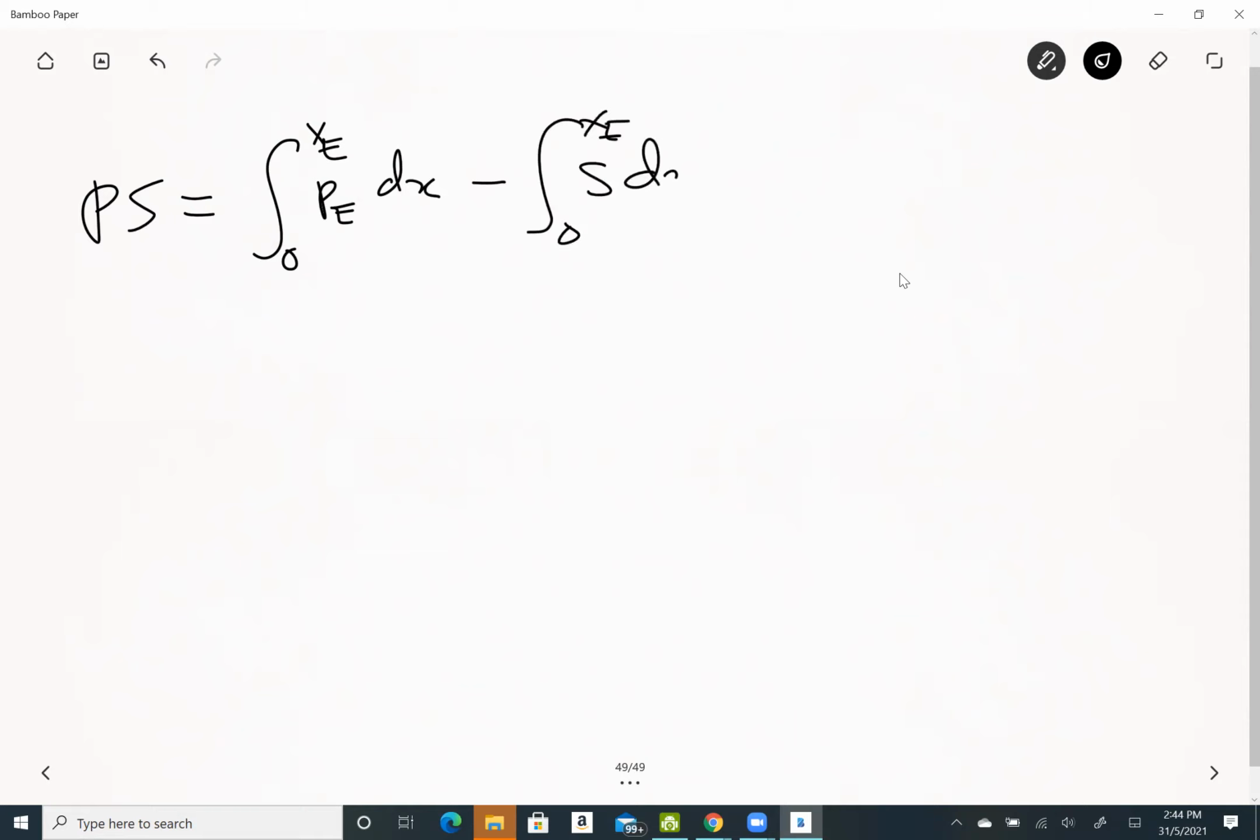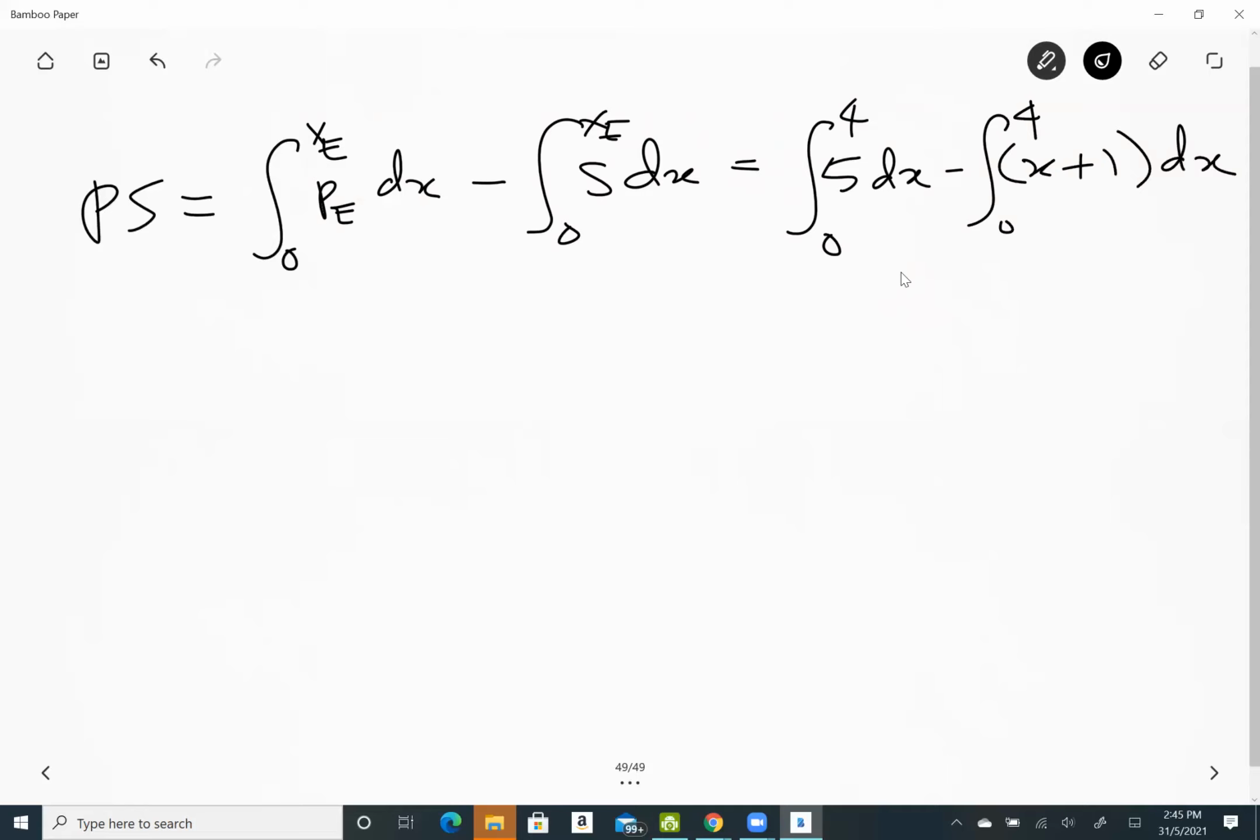Okay? Now, producer surplus is equal to what? Producer surplus, as we know, is equal to the integral from 0 to xe of the market price, PE, dx, minus the integral from 0 to xe of the supply function. So for this example, you already have the equilibrium. So therefore, there will be the integral from 0 to the equilibrium quantity of the market price, which is 5, the constant function, minus the integral from 0 to 4 of the supply function, which is the linear function.